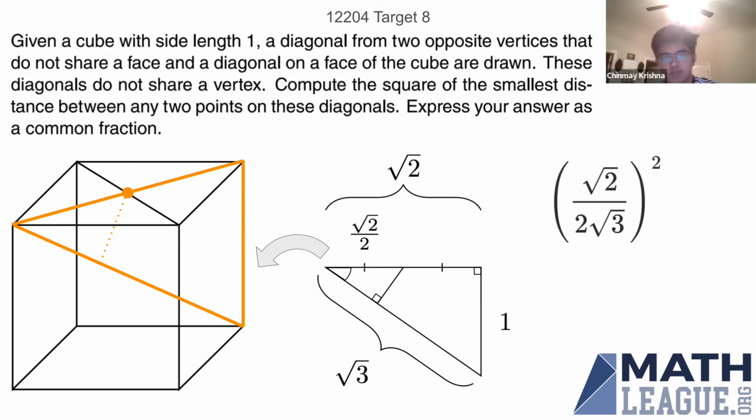So we square this and we get: the square root of 2 squared is 2, divided by 2 root 3 squared, which is 12, which simplifies to 1/6, and that's our answer.